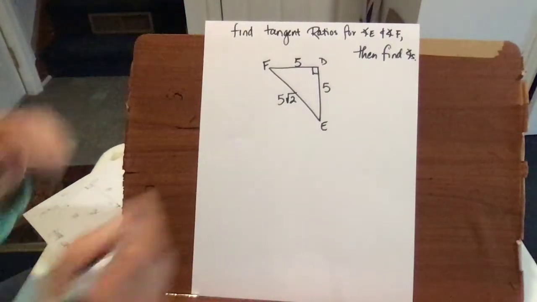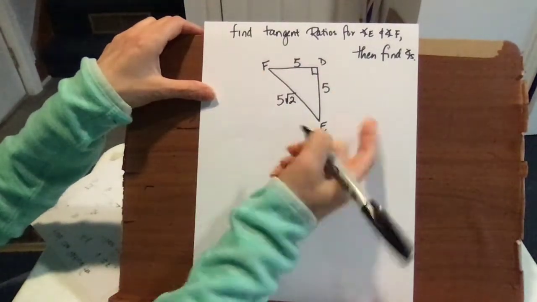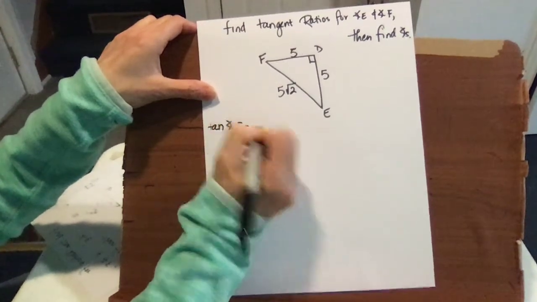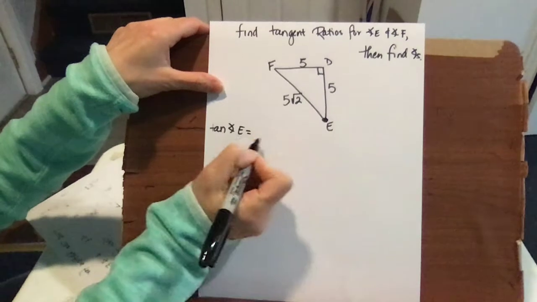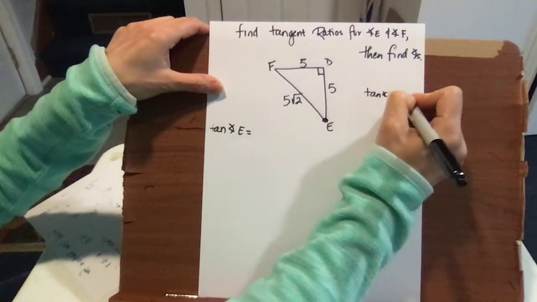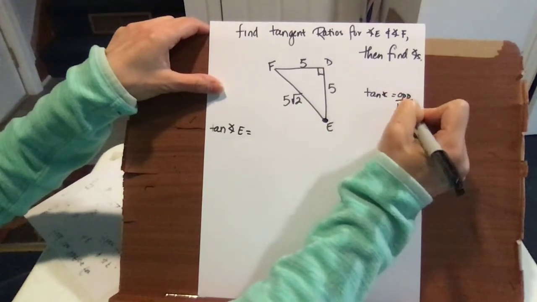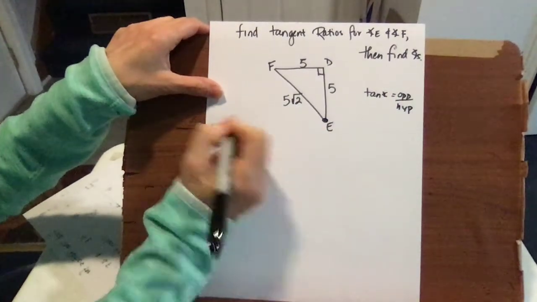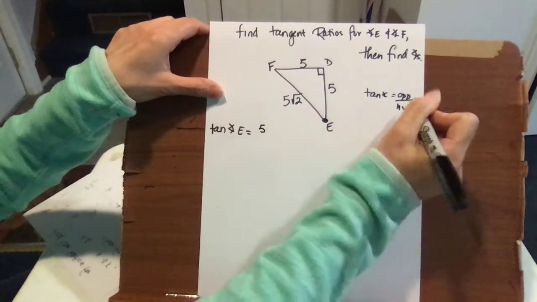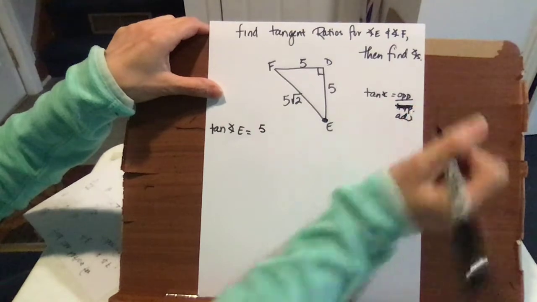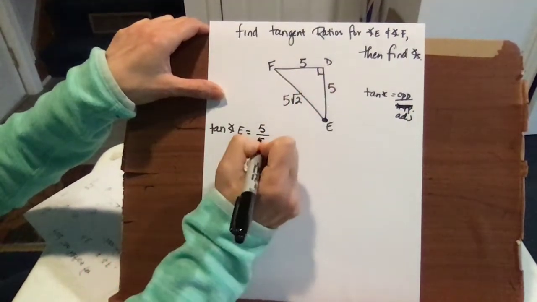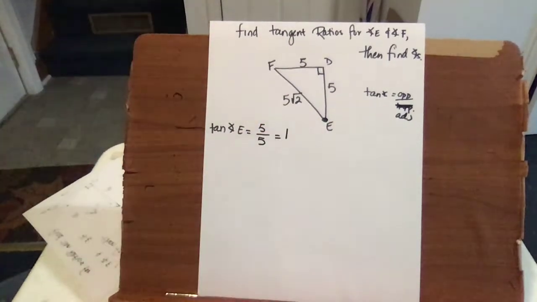All right, we want to find the tangent ratio for angle E, and then find the angle, and for angle F, and find the angle. So tangent of angle E equals, position yourself right here at angle E. Okay, tangent is, again, opposite over... I'm sorry, tangent is adjacent, that's my error. Opposite over adjacent. So it's opposite 5, adjacent 5. So 5 over 5, which is 1.